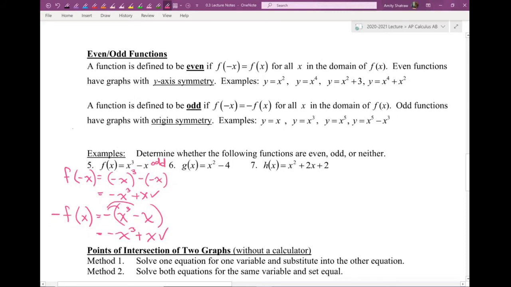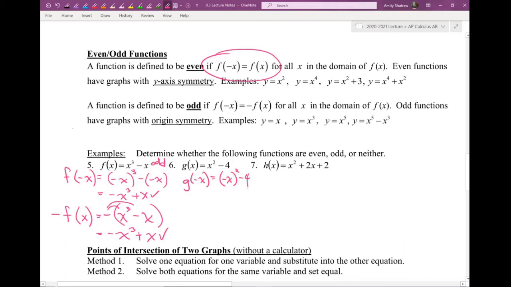Now for g of x, I am guessing that it is even, okay? And when I check to see if it's even, I'm guessing that it is because I think it's a parabola. I know that it lives with its vertex at the origin. It's on the y-axis at 0, -4. And so why don't I just try this test, okay? Can I plug in g of negative x where I turn that x negative?